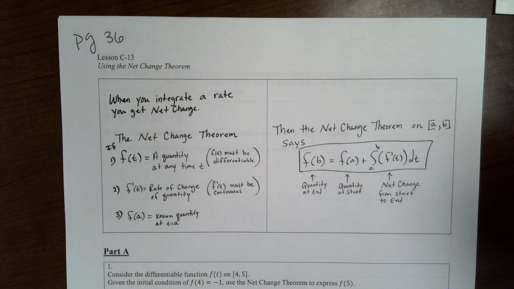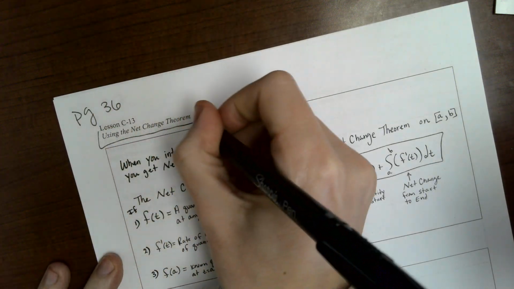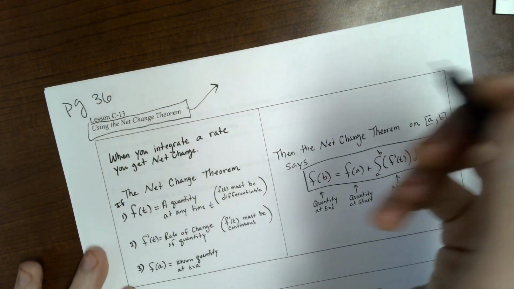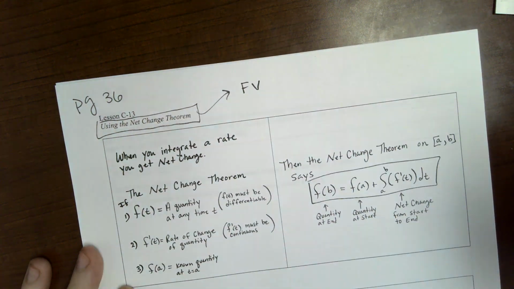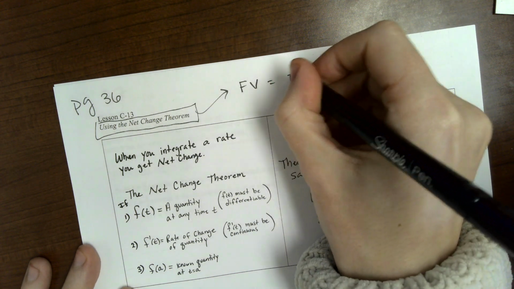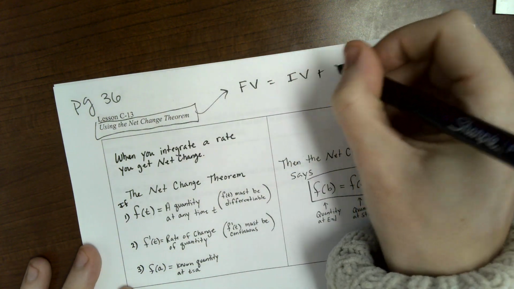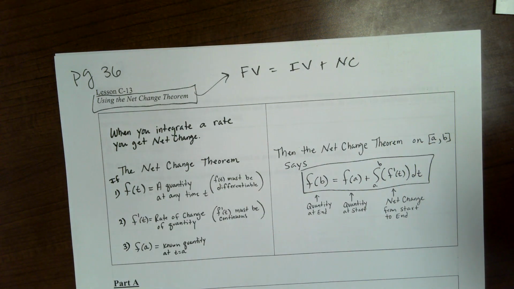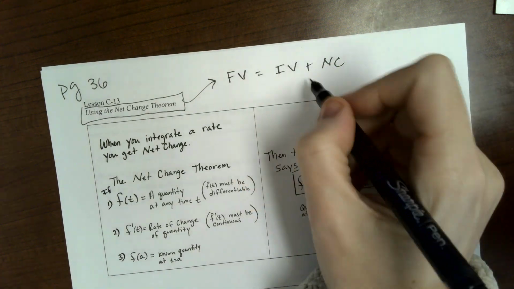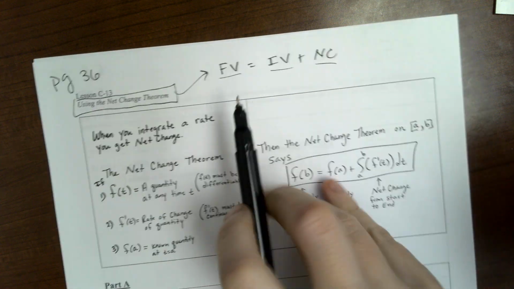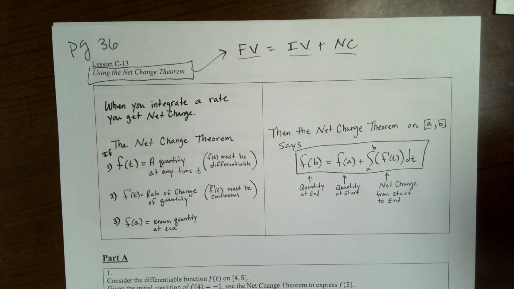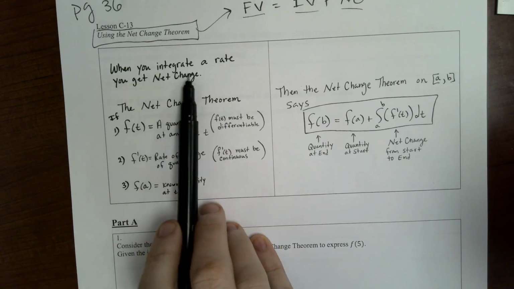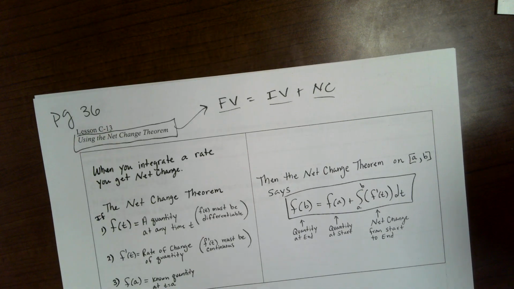Okay, so this is page 36, using the net change theorem. And guys, all that the net change theorem says really is that a final value, if you're looking for a final value, is going to be equal to an initial value plus the net change. You should write down those words if you don't think you're going to remember what these letters mean. Final value equals initial plus net change. And remember, guys, when you integrate a rate, that's when you get the net change.